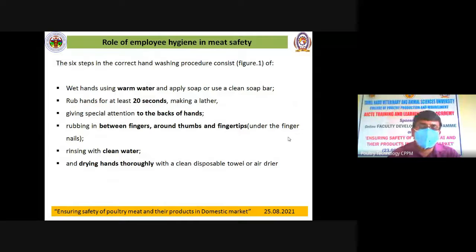There are 6 steps in the correct hand washing procedure. Wet the hands in warm water and apply soap, or use clean soapy water, and rub the hands for at least 20 seconds, giving special attention to the back of your hands, rubbing in between the fingers and down the thumbs, as well as the fingertips under the fingernails. Then rinse with water and dry the hands thoroughly with a clean disposable towel or a hair dryer. This is the simple procedure for correct hand washing.